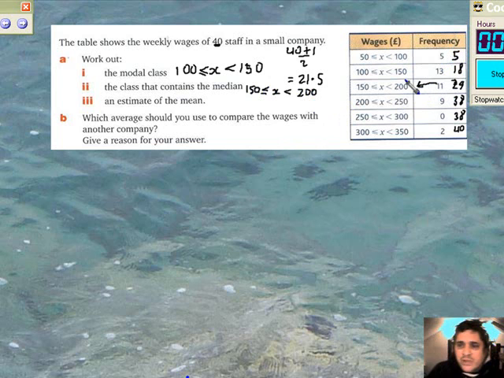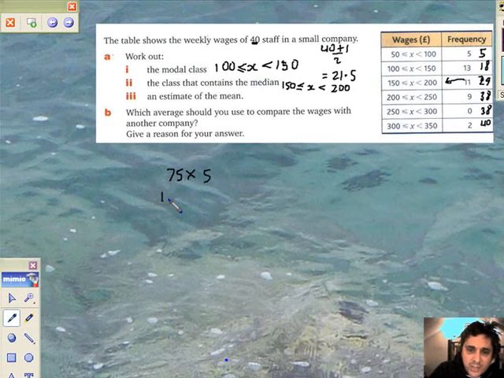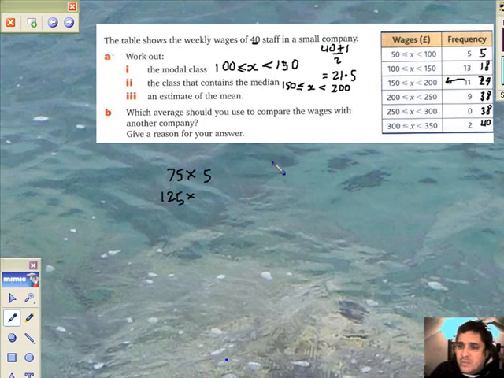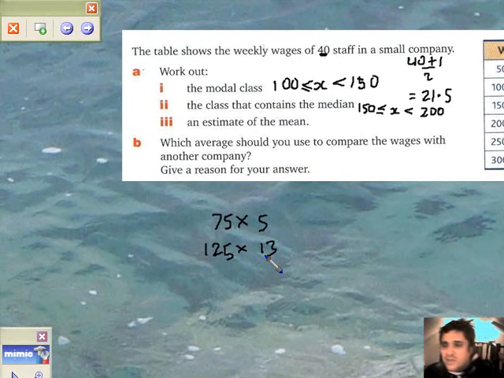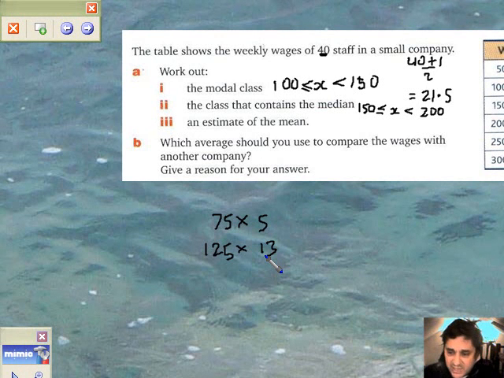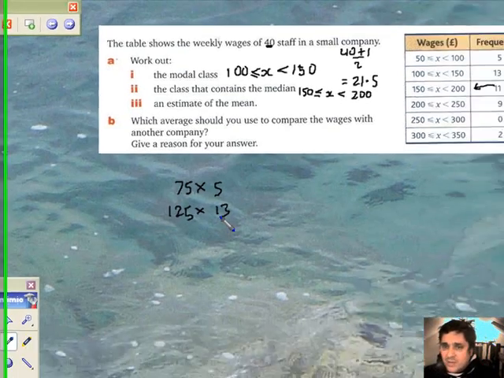Estimate the mean. Well, we're going to use the midpoints times the frequencies. So between 50 and 100 we're looking at 75 lots of 5 people. Between 100 and 150 we've got 125 lots of, how many people did that? 13. And now I want you to pause the video. It's going to eat up far too much time, so I'm just going to plaster it on the screen behind you there, and then you can check it yourself in your own time. So now I'm pausing.